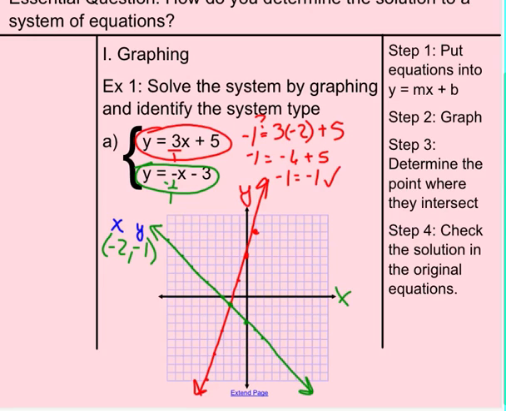So substituting -1 for y and -2 for x into my green equation. Now notice I have 2 negative signs. This first negative sign came from the negative on the x. The second negative sign came because my x is negative. So the opposite of -2 is +2, and 2 minus 3 is -1. So that checks as well. Again, if they don't both check, go back and find your mistake.